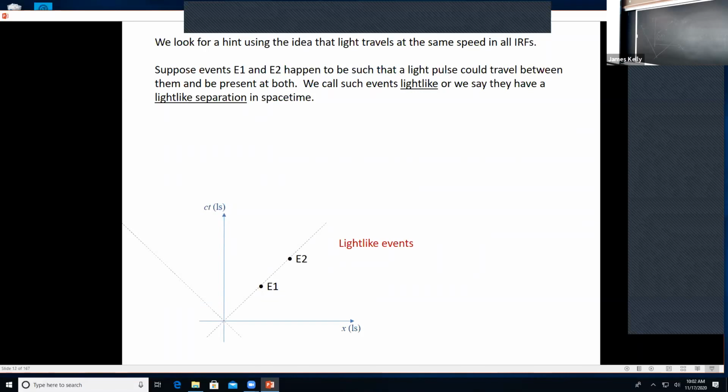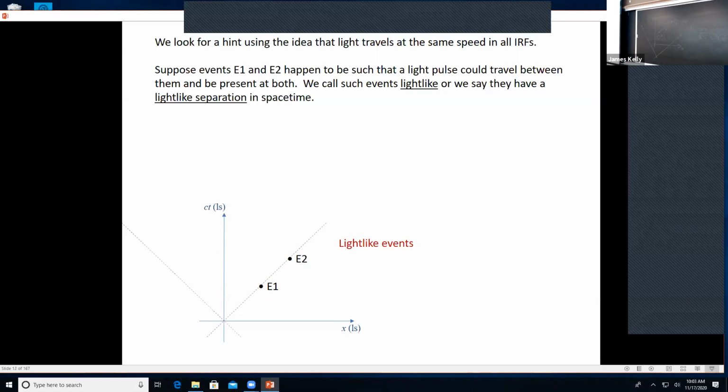So let's just look for a hint as to what this formula might be. What is the formula for computing something like the Euclidean distance formula, but different, that would be the same no matter what IRF I get the coordinates from? Just for motivation, let's imagine our two events are light-like separated. That means they're at a 45-degree angle with respect to each other in the standard way we draw the Minkowski diagrams. That means a light pulse emitted from this one going to the right would just barely make it on time to get to the second one. That's what light-like separation means.